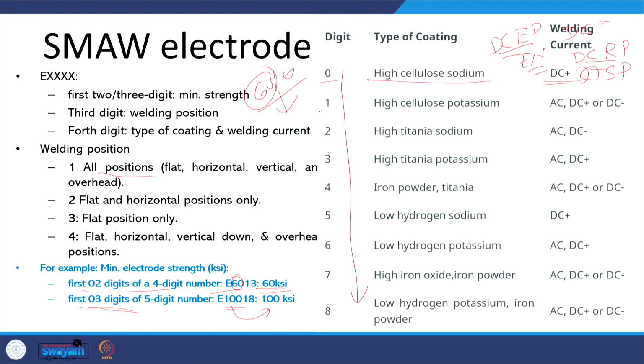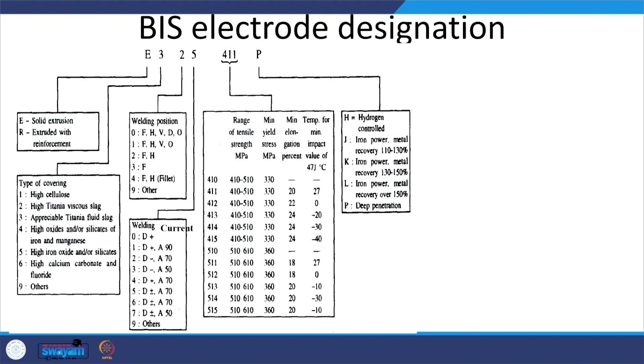So, if we have the number 1, then it is high cellulosic potassium, AC, DC positive and DC negative. If it is 2, then it is a high titanium sodium electrode, and it can be used with AC or DC negative. For 3, likewise, we have one unique number for a particular type of coating and the corresponding current to be used for the welding purpose. Okay. So, this is about the AWS electrode designation approach.